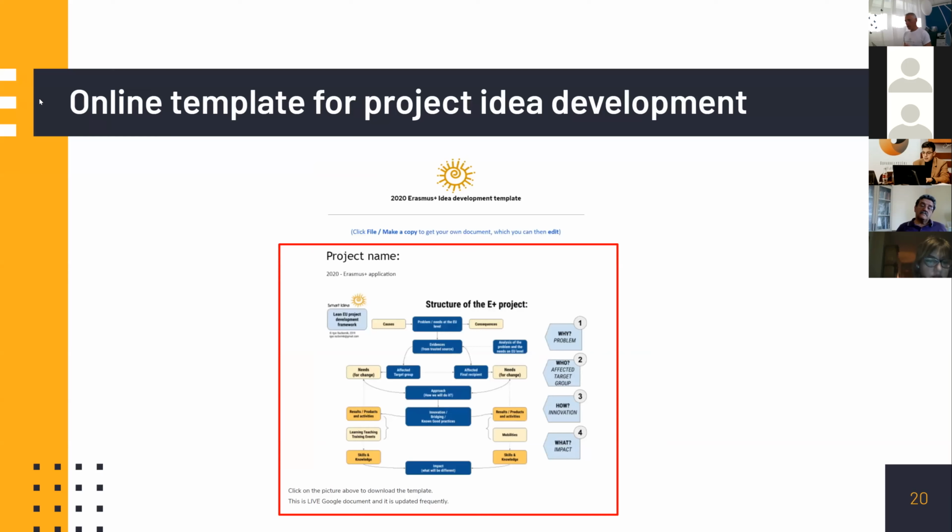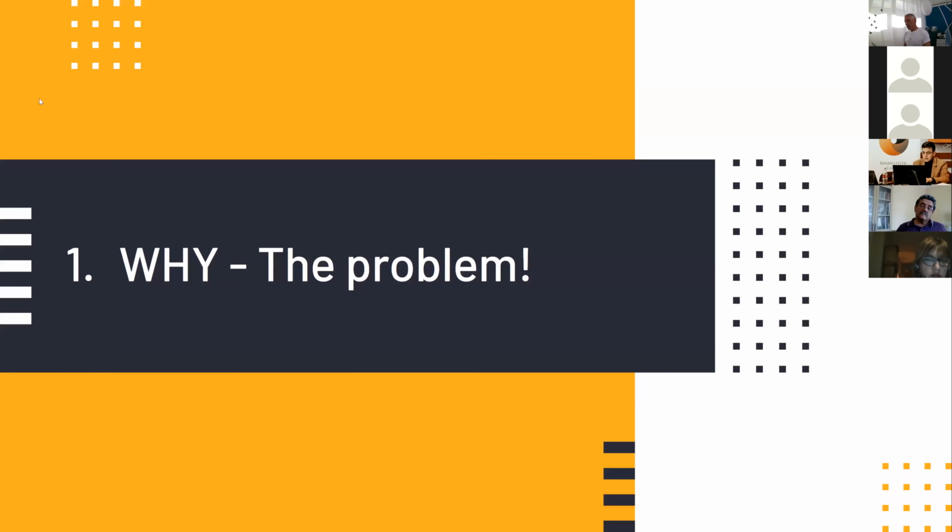Before you go into what I'm doing today, you need the online template for the project idea development. Go here, make a copy so you can then use it for yourself. So you will use that later. So let's start. At the beginning, we need to say why there is that problem. This is probably the most important part at the beginning.